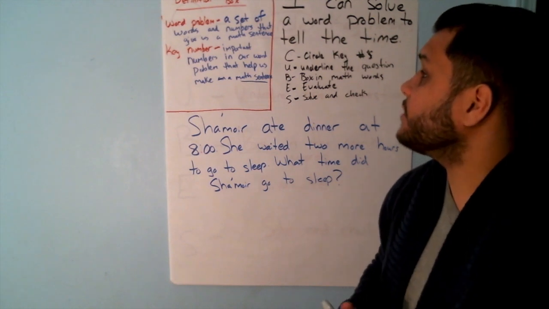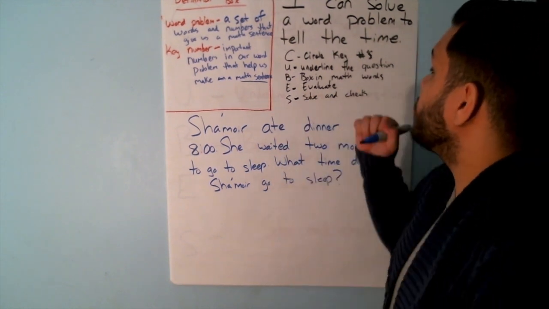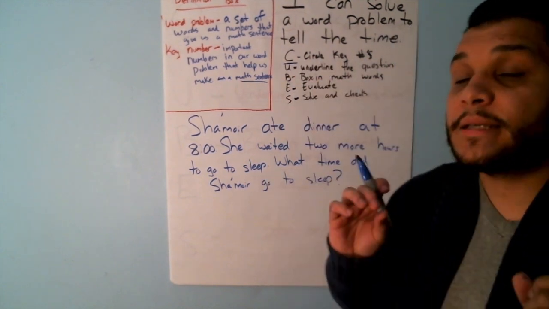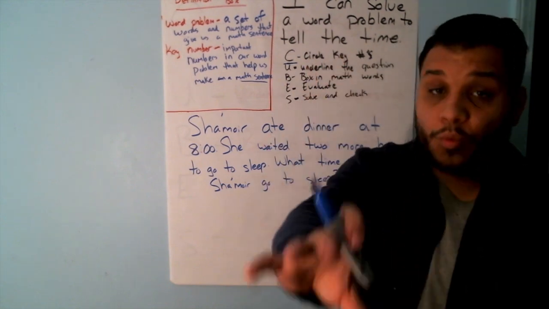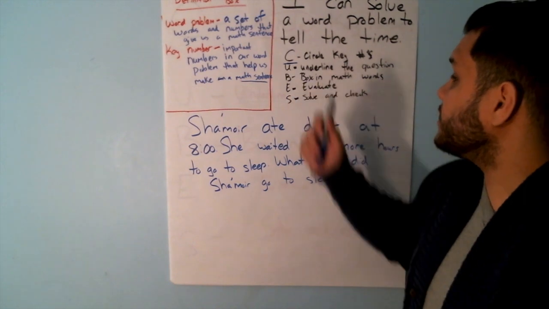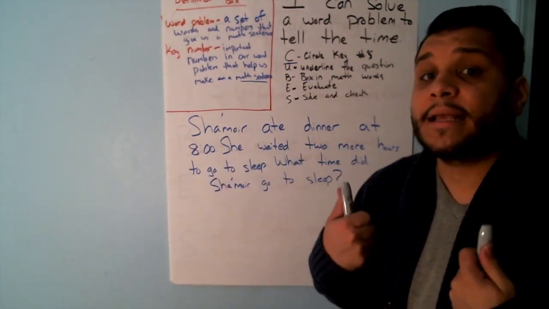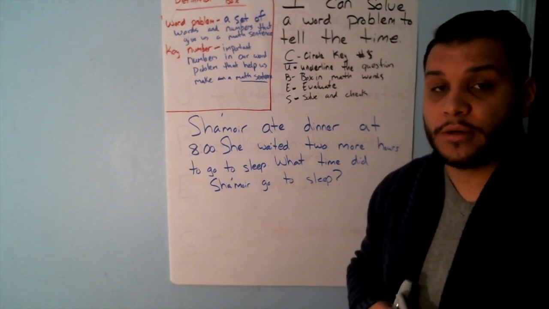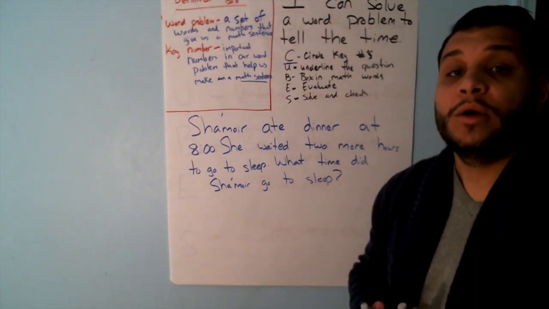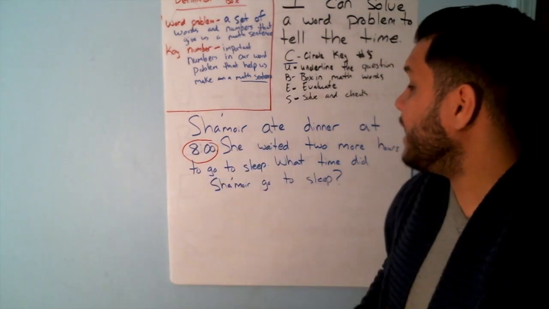Looking at our definition box, we know that today we're focusing in on C, which is circle the key numbers. Doesn't mean that we're going to ignore the rest, but today I specifically want you guys to remember and pull out what C means. So we're going to start with C. It says Shamor ate dinner at 8 o'clock. Do you see any key numbers that we can circle? Yes, if you said 8 o'clock was a key number, you are correct. We will circle 8 o'clock.